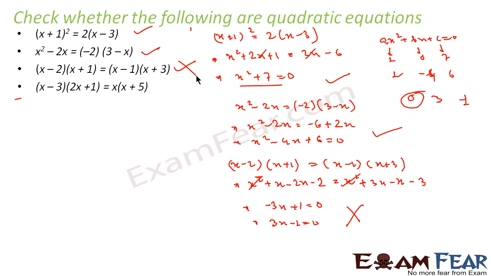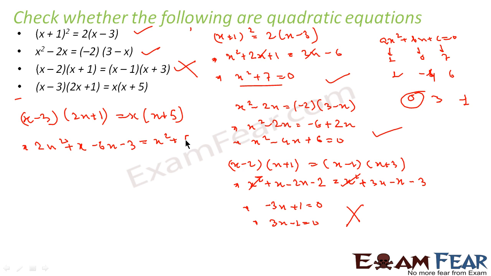Let's take one more example. (x minus 3) into (2x plus 1) is equal to x into (x plus 5). So let's solve this. This becomes 2x square, x into 2x is 2x square, plus x into 1 is x, minus 3 into 2x is minus 6x, minus 3 into 1 is minus 3, is equal to x square plus 5x. 2x square minus x square is x square. x minus 6x minus 5x is minus 10x, and minus 3 is equal to 0.